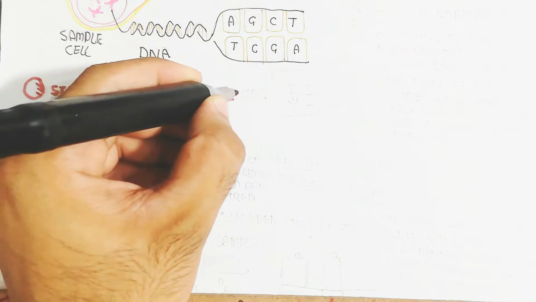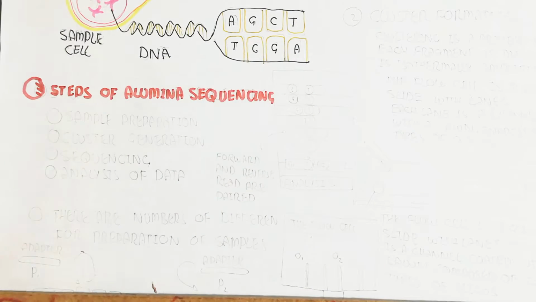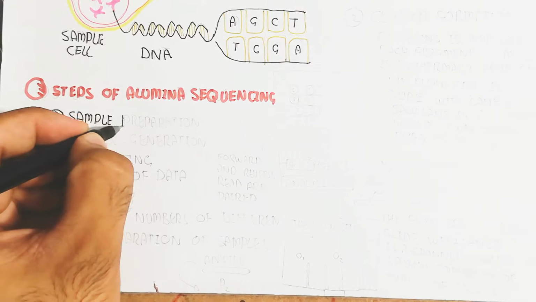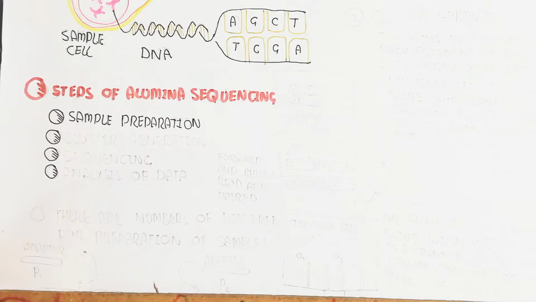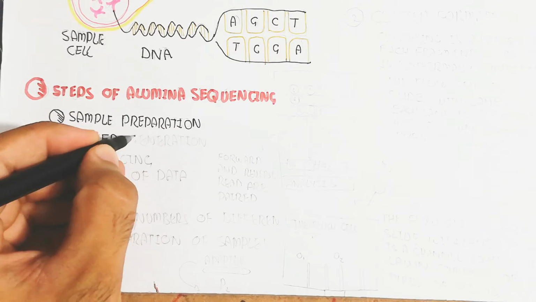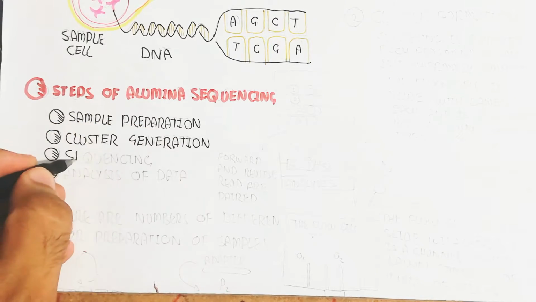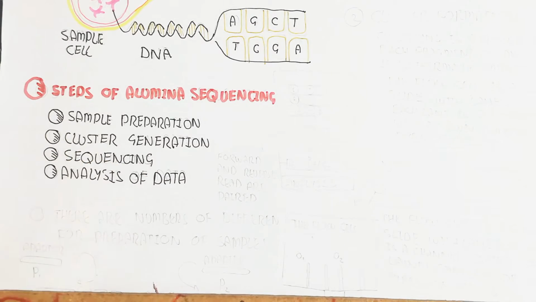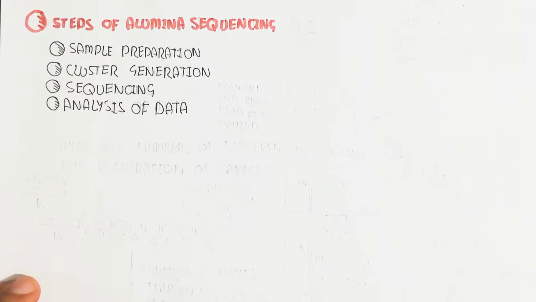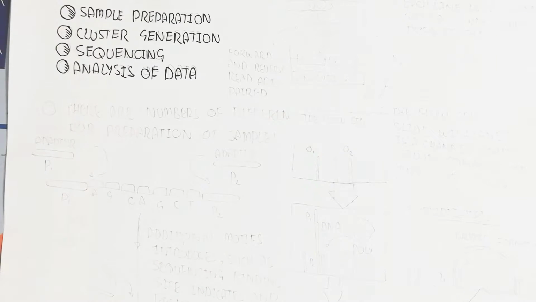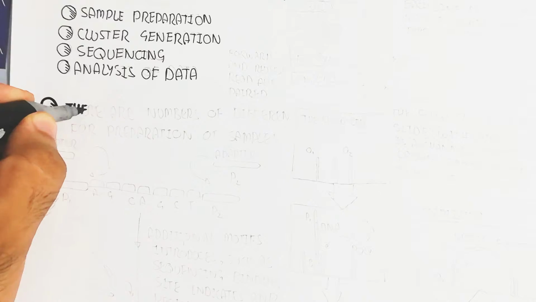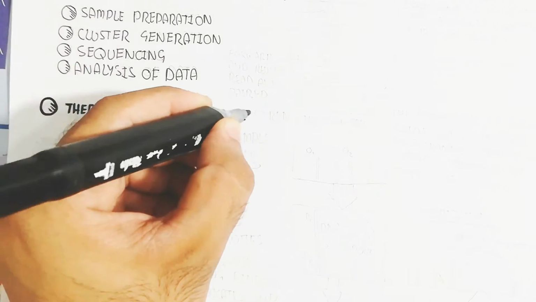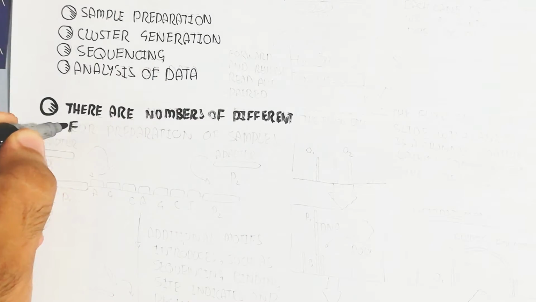So let's begin to understand the steps of Illumina sequencing. Number one is the sample preparation. Number two is the cluster generation. Third is the sequencing. And the fourth one is the analysis of data. Analysis of data is done in a way that is totally different compared to the Sanger method of DNA sequencing. There are a number of different steps for preparation of samples.